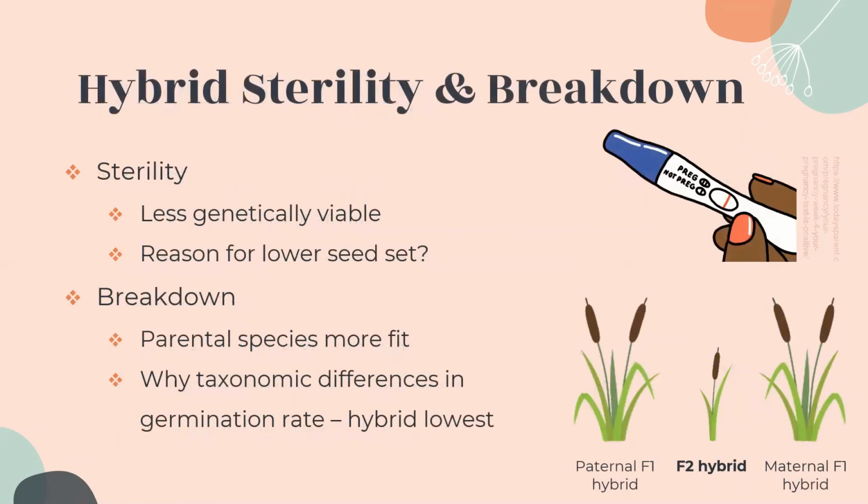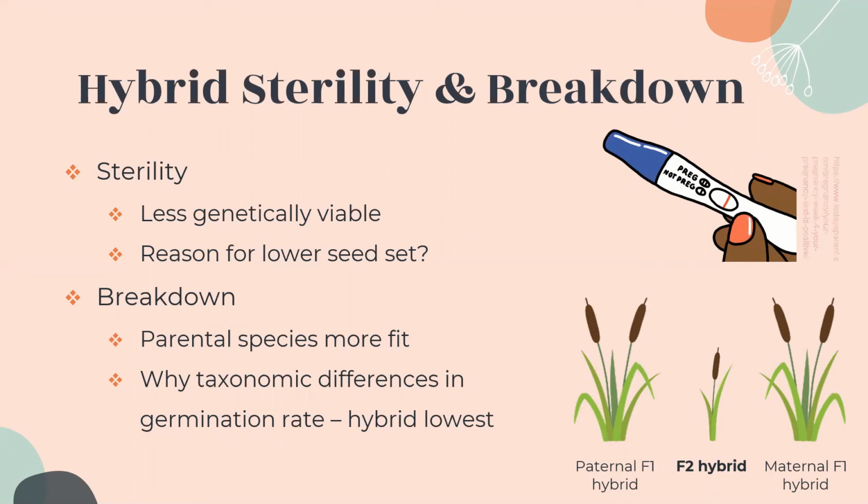My findings may also be a result of hybrid sterility and breakdown. Sterility is when the reproductive capacity of hybrids is suppressed. So basically, the hybrids are less likely to produce their advanced generation offspring due to genetic inviability. This could be an explanation for why my hybrids had significantly lower seed set than either parental species.